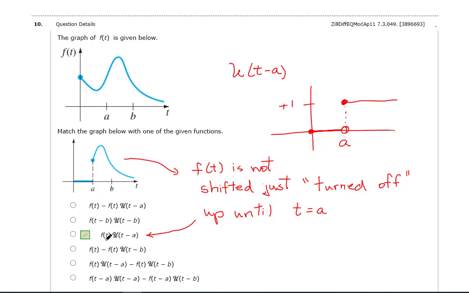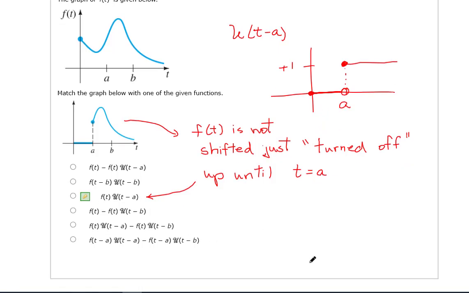And so f of t, my original function, is multiplied by u of t minus a, which turns the function off up until a and then continues onward, because onward u is just 1, so it doesn't change the original function. So lots of good stuff in this section on Laplace transforms.